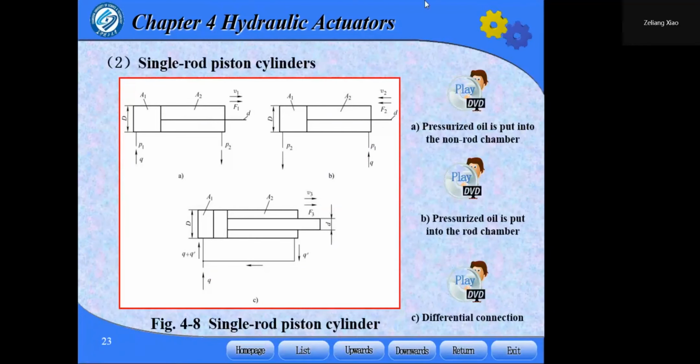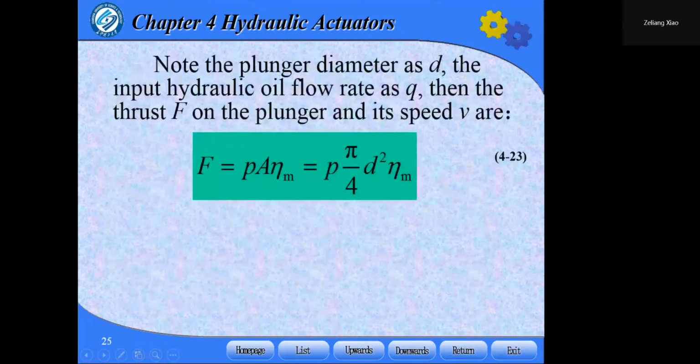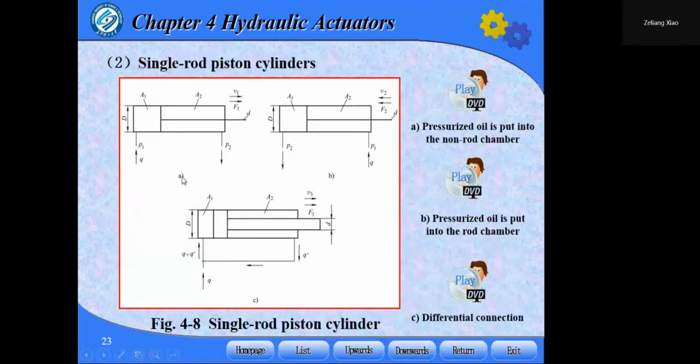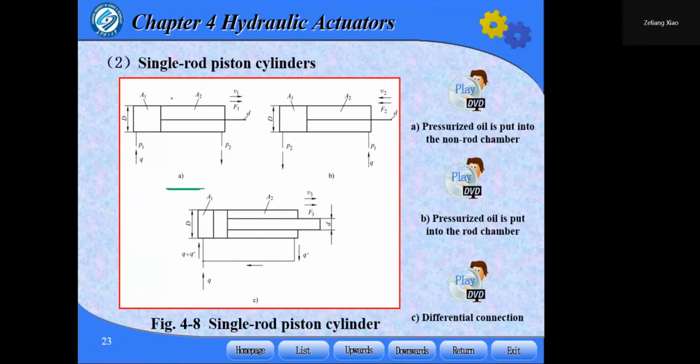For this one, see how to calculate the force and the velocity. How to calculate this one. How to calculate the pressure of the oil in the image, and calculate that direction.